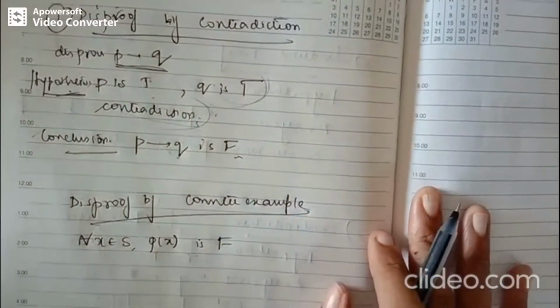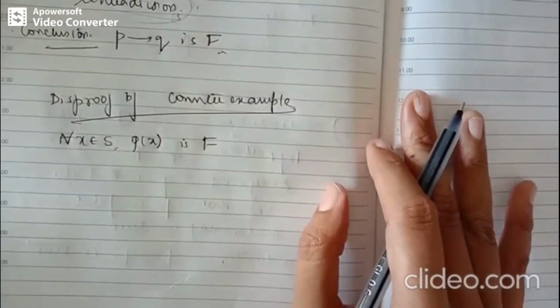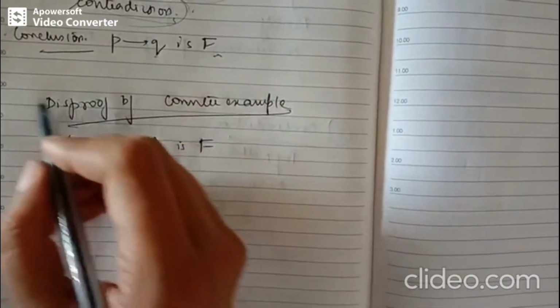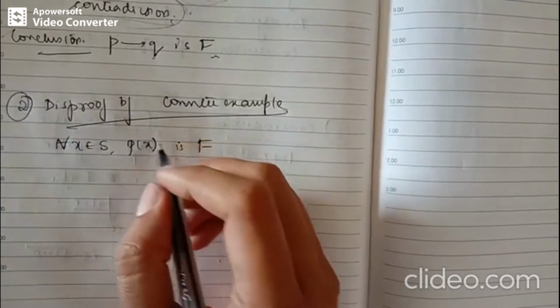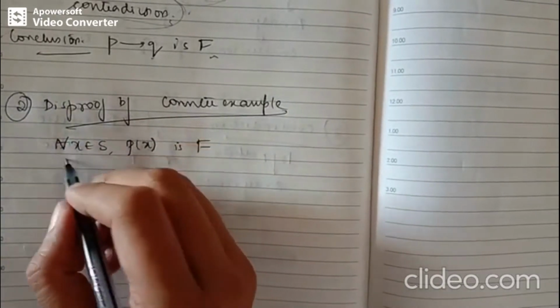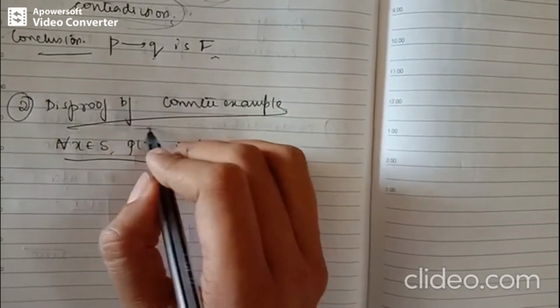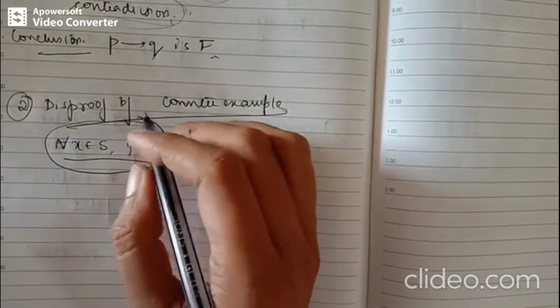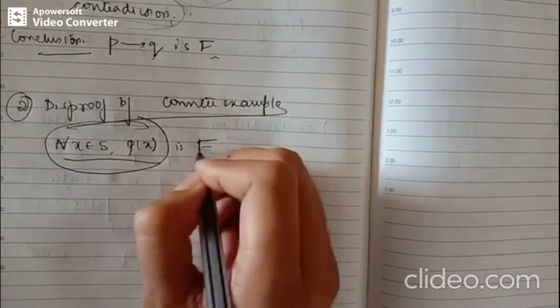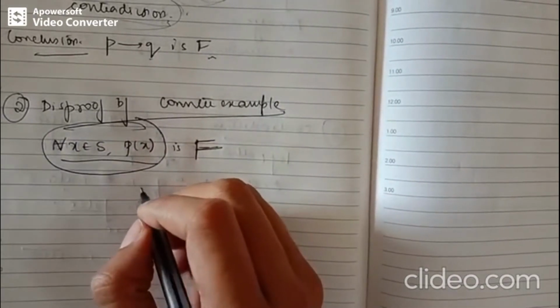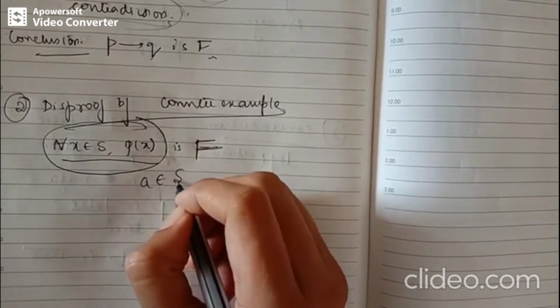So next, coming to the last disproof, that is disproof by counter example. So what is there in this particular method is, we are taking a particular proposition of the form for all x belongs to S, comma P of x, and we want to show that this particular proposition is false. Then we can say this particular proposition is false if we take any one element A belongs to the universe.